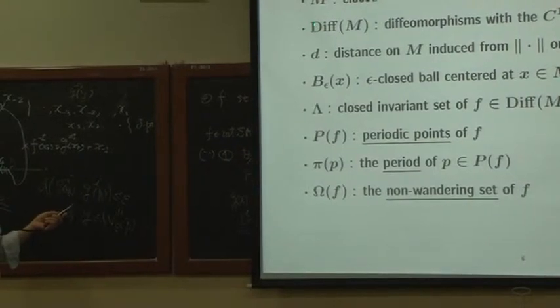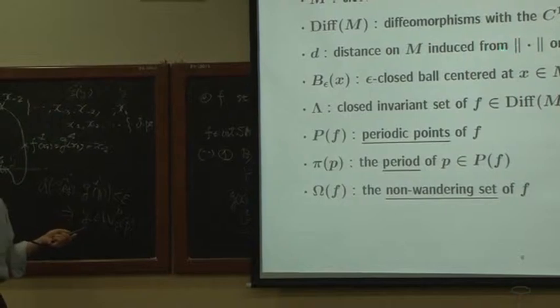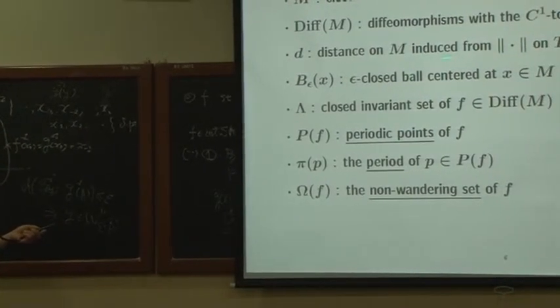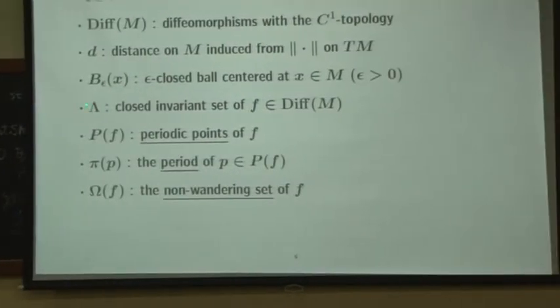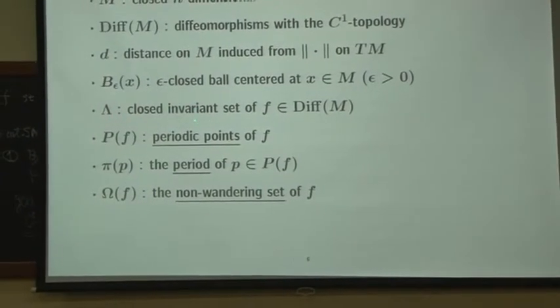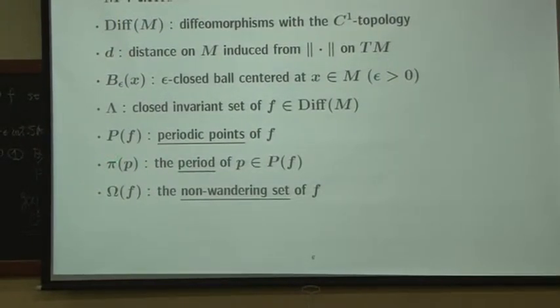I already introduced the manifold of diffeomorphisms, the space of diffeomorphisms with a certain topology. This is the distance, with an epsilon closed ball. As usual, Lambda denotes the closed invariant set of F, the periodic points, this is a period, and this is the wandering set of F.